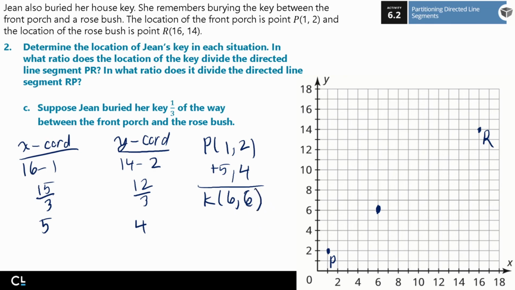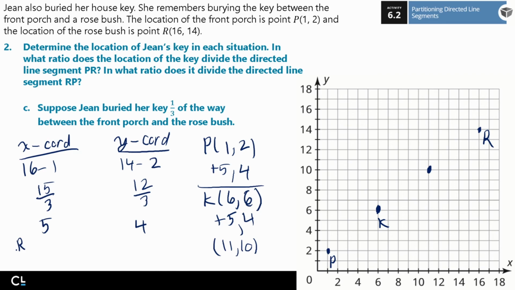If we did want to divide this into all our chunks, we could put a K there for key. We could just do it one more time. Because it's in thirds, it's quicker. So our next point will be at 6 plus 5 is 11, comma, 10. And there we go. Now we can see that this line is being cut up into 3 chunks.